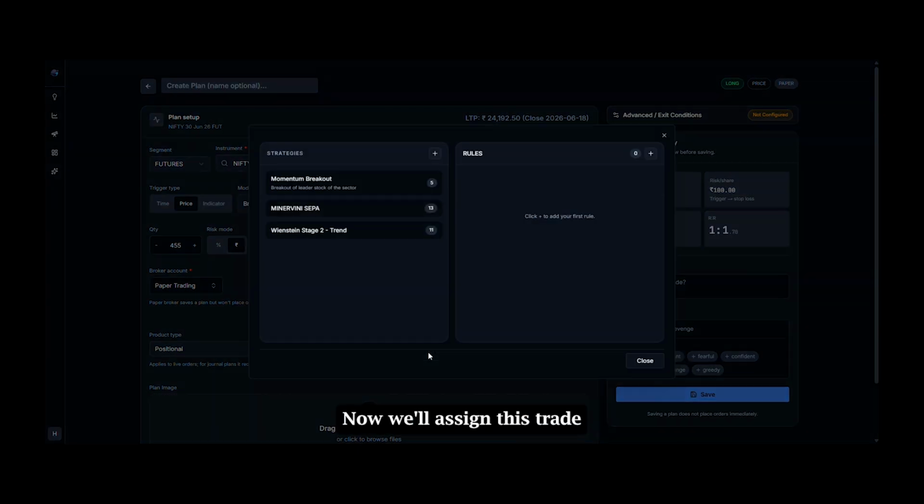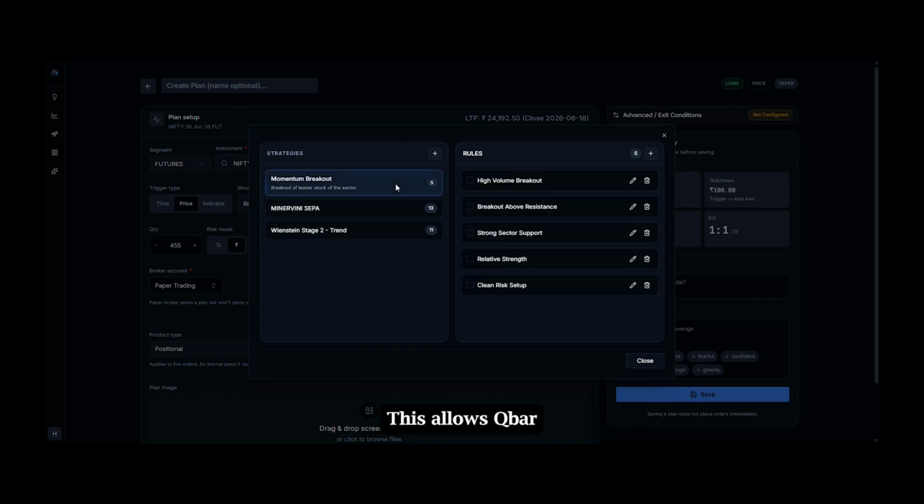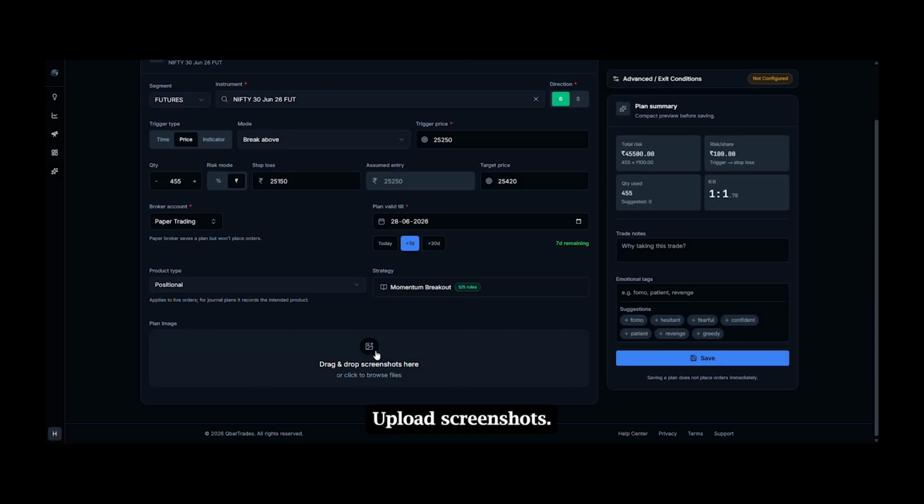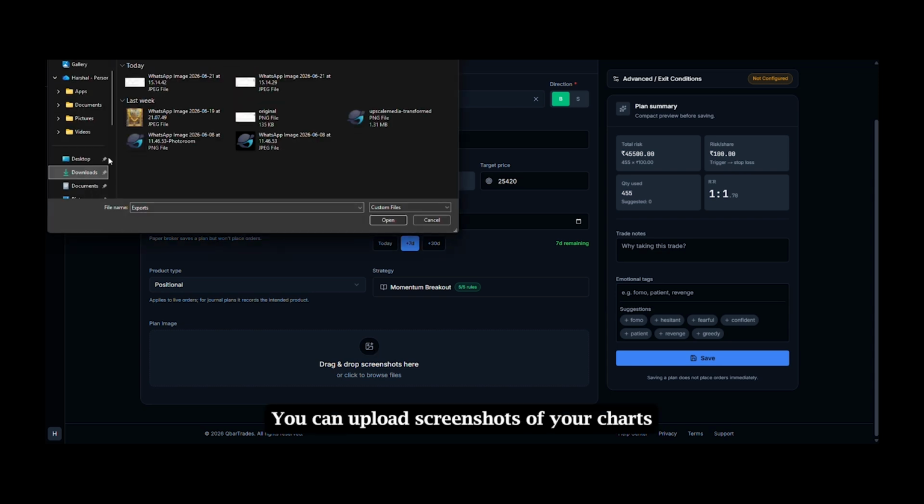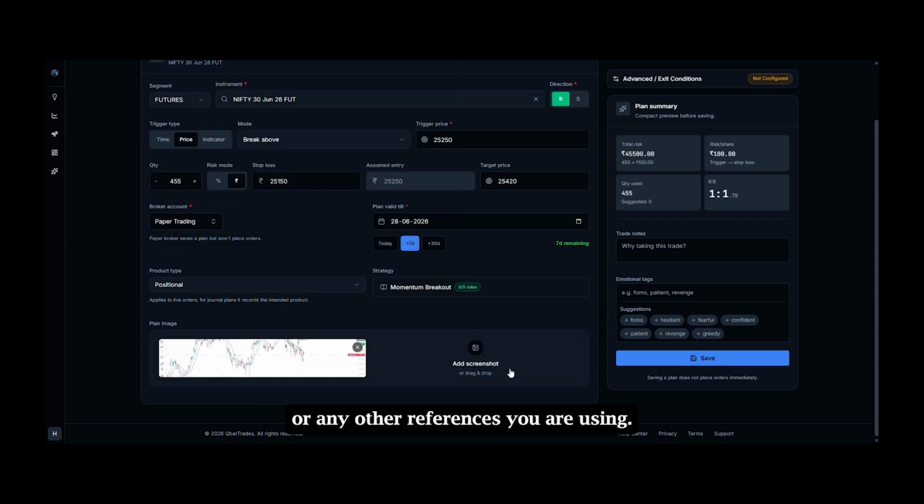Strategy. Now we'll assign this trade to the momentum breakout strategy. This allows Qbar Trade to later answer questions like, how often does this strategy generate winning trades? What's its average return? Is it performing better than my other setups? Every planned trade becomes valuable data for future improvement. Upload screenshots. You can upload screenshots of your charts or any other references you are using.